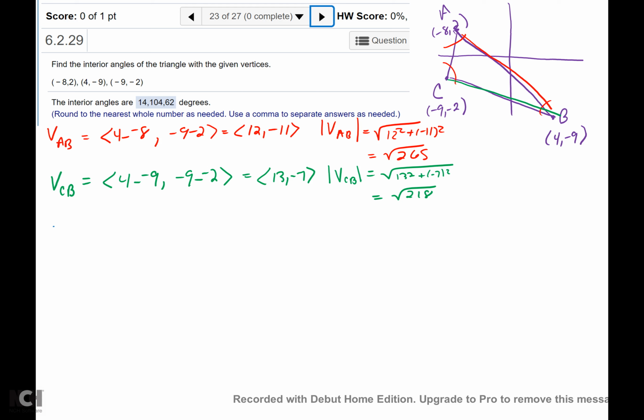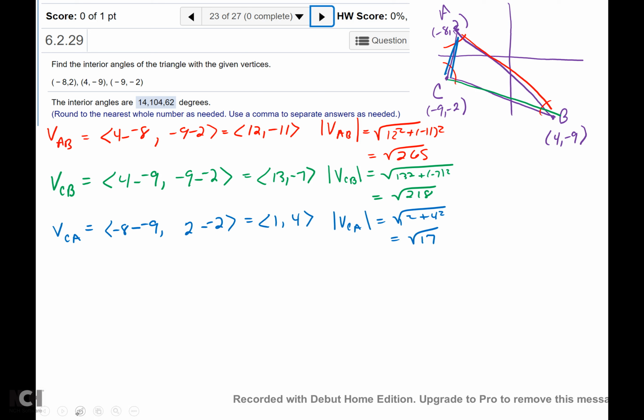Vector, got one left, vector CA, this one, is going to be negative 8 minus a negative 9, and 2 minus a negative 2, which gives me 1, 4. So the magnitude of vector CA is going to be the square root of 1 squared plus 4 squared, which is the square root of 17.